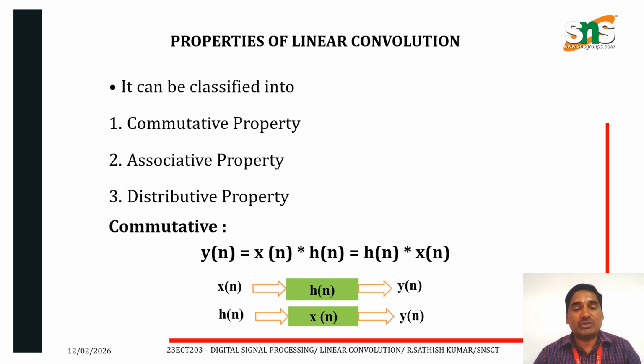It can be classified into three properties: commutative property, associative property, and distributive property. Commutative property can be defined as y of n is equal to x of n * h of n, h of n * x of n. When we apply x of n, we get the output y of n. When we apply the input h of n, it also produces the output y of n.